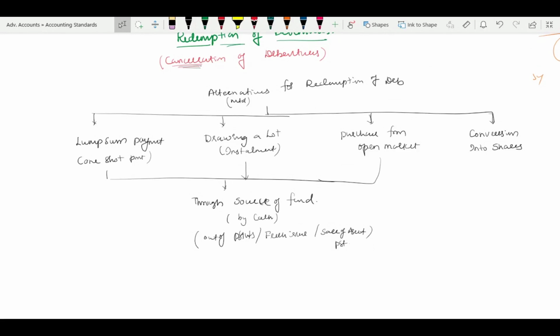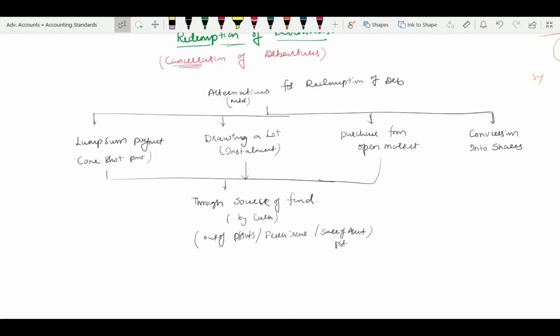If you are purchasing by lump sum payment, how is the entry? If it is purchasing out of drawing a lot, how is the entry? If it is purchase from the open market, how is the entry? If it is conversion of shares, how is the entry? That's all. They have not discussed how the source of funds is maintained, so complete liberality has been given to the entities as a whole.